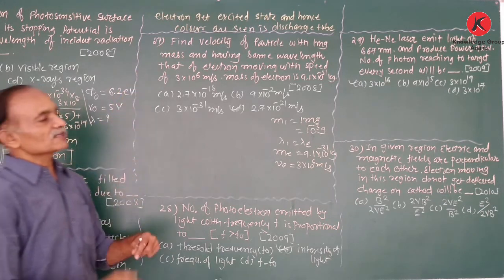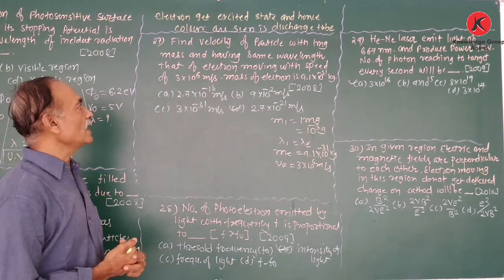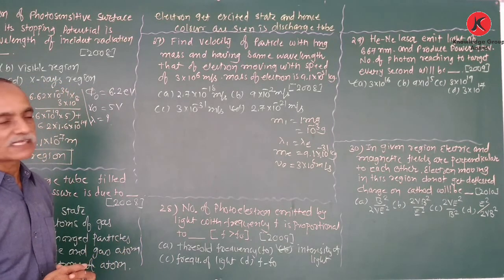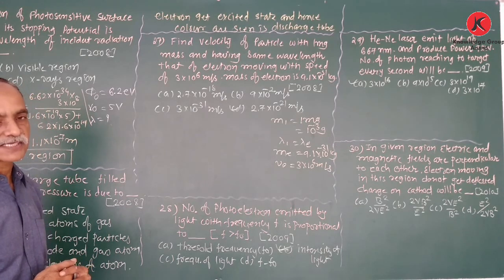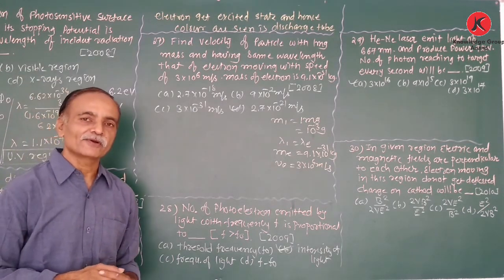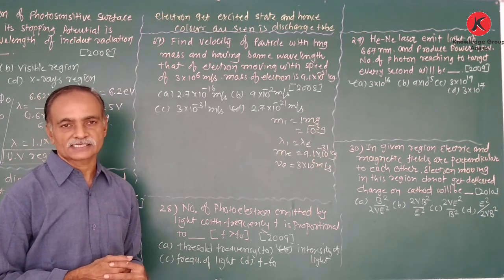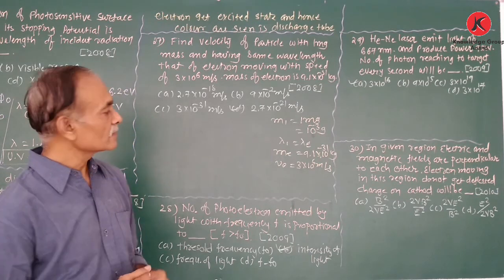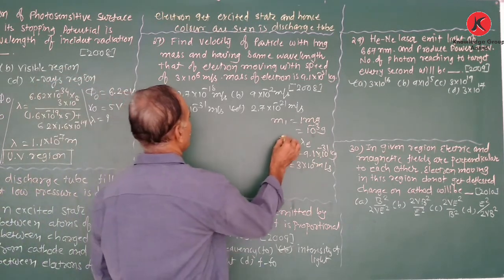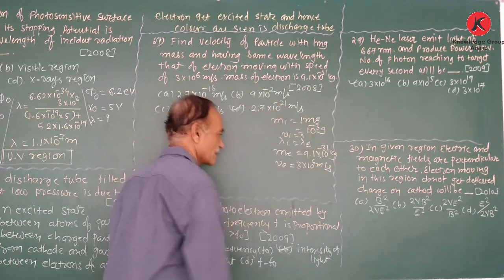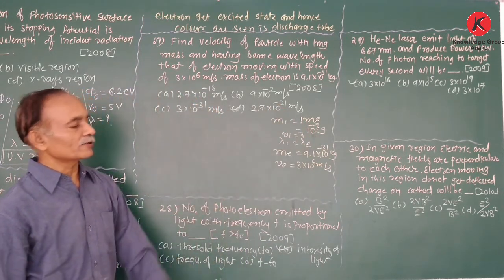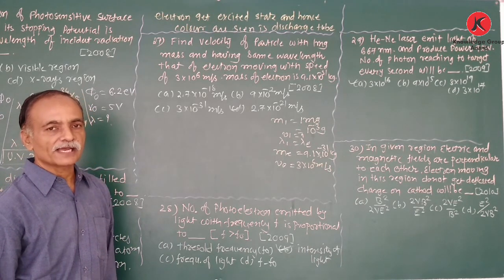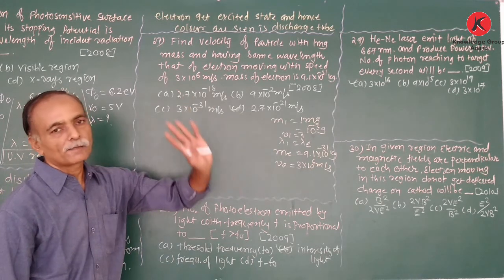Again, find the velocity of the particle with 1 mg mass and having the same wavelength as that of the electron moving with speed 3 × 10^6 meter per second. The mass of the electron is 9.1 × 10^-31 kg. So here the wavelengths of the particle and the electron are the same. The mass of the particle is given. We need to find the velocity or the speed of this particle. The velocity of the electron is given, 3 × 10^6 meter per second. The mass is given and the wavelength of the electron is the same as the wavelength of the particle.